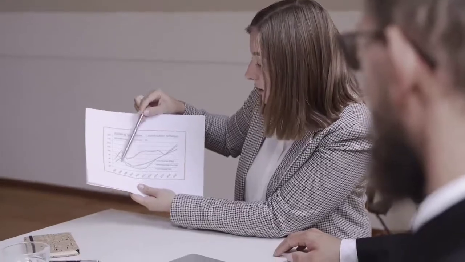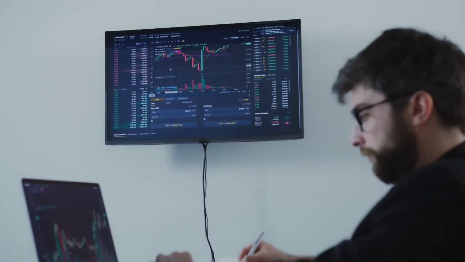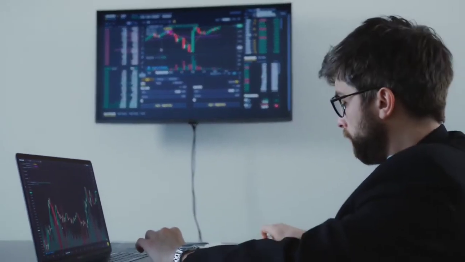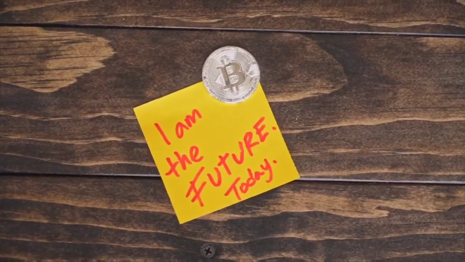This IOTeX Price Prediction 2021 video is based on technical analysis alone. You will see the key measures that we have taken into consideration upon coming up with our IOTeX price analysis and prediction.